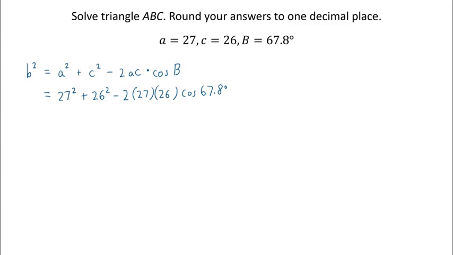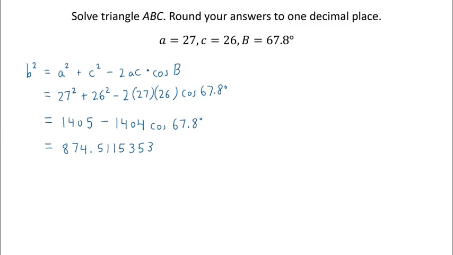Now it's just calculator work. 27 squared plus 26 squared gives us 1405. And then when we simplify minus 2 times 27 times 26, we get minus 1404, and that's still multiplied by the cosine of 67.8 degrees. And this gives us 874.5115353.